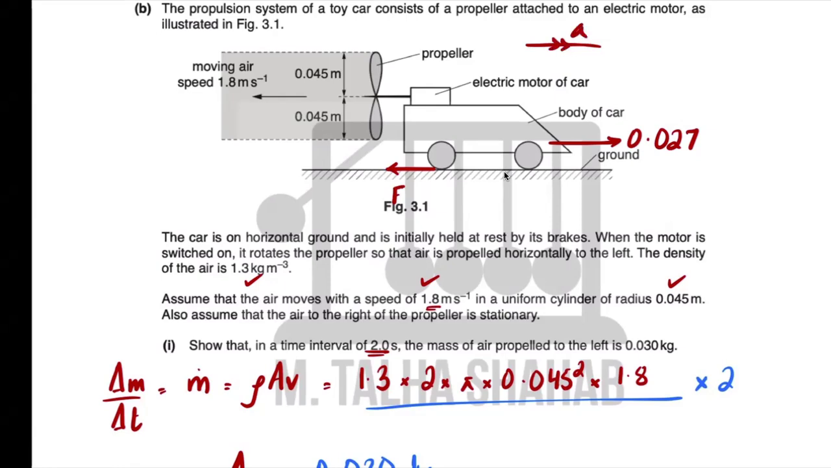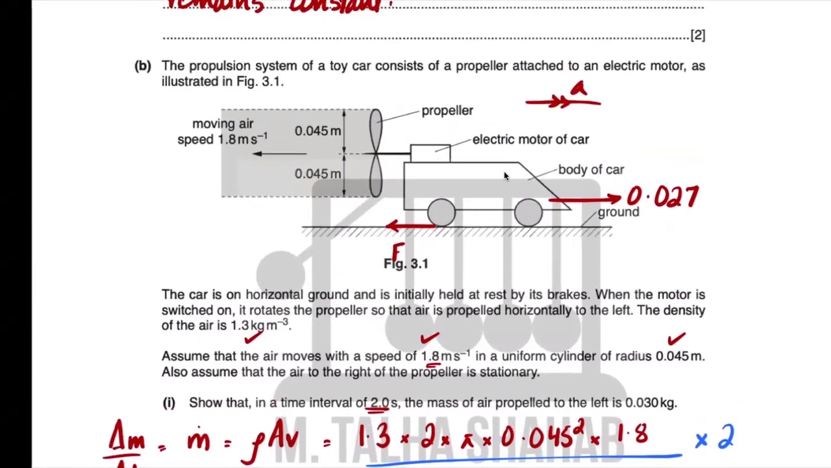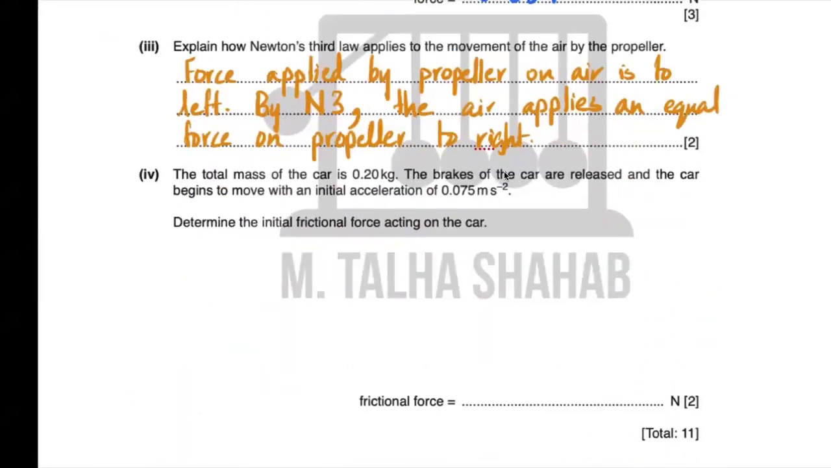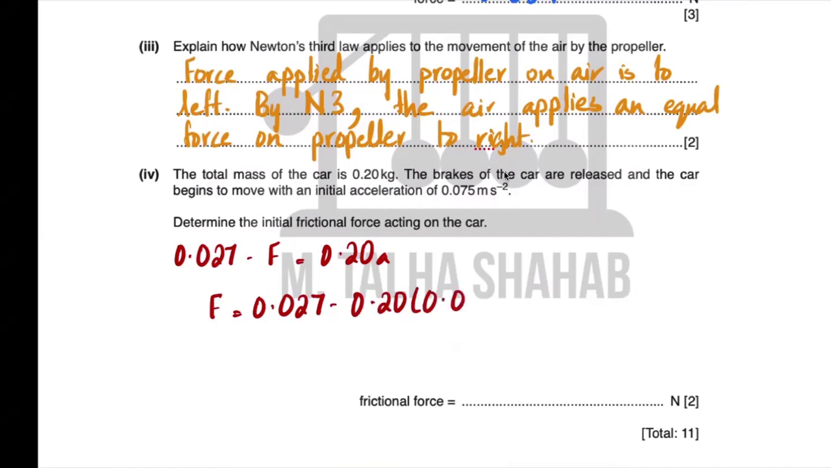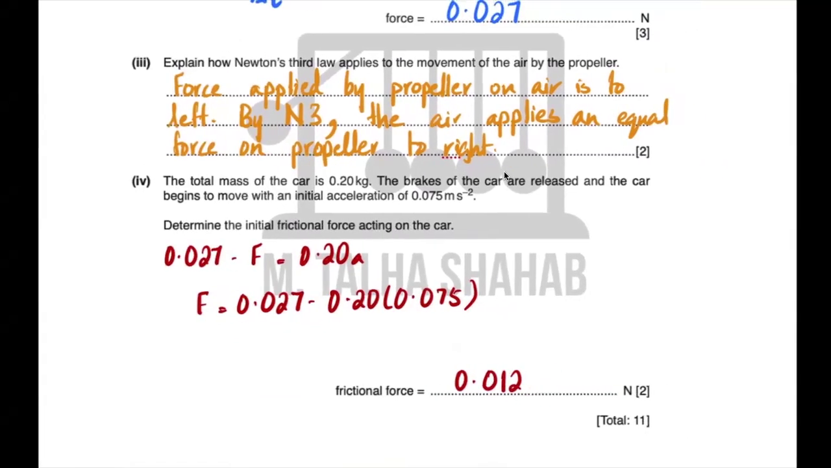So now I can figure out a Newton's second law equation for this. 0.027 minus F equals ma, and the mass was given below with the acceleration. So 0.027 minus F equals 0.20 a. So F is 0.027 minus 0.20 times 0.075, which turns out to be 0.012 newtons. That was the first question. Now we'll be doing 2 more.